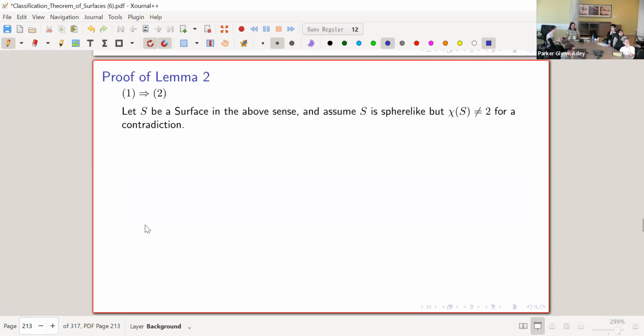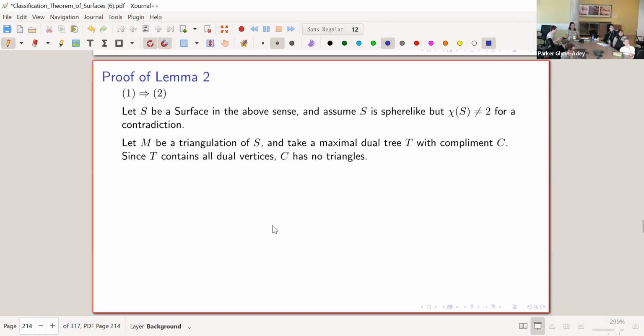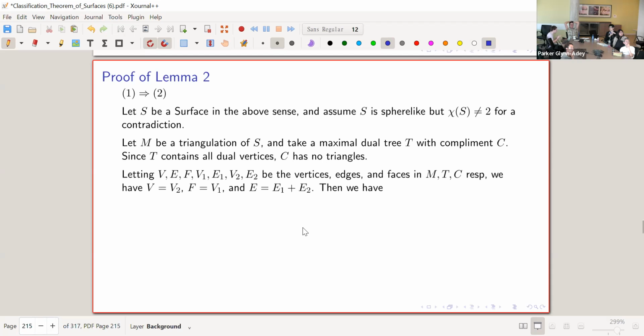So we're going to let S be a surface in the above sense, and we're going to assume S is sphere-like, but its Euler characteristic is not 2, for a contradiction. We're going to let M be a triangulation of S, and we're going to take a maximal dual tree T of the complement C like we did last time. And T contains all the dual vertices, same argument. So again, we have the correspondence between the vertices, edges, and faces on our surface, right? So this equality holds because of the correspondence, same argument as last time.